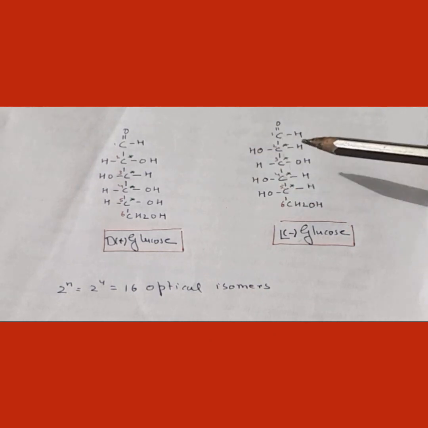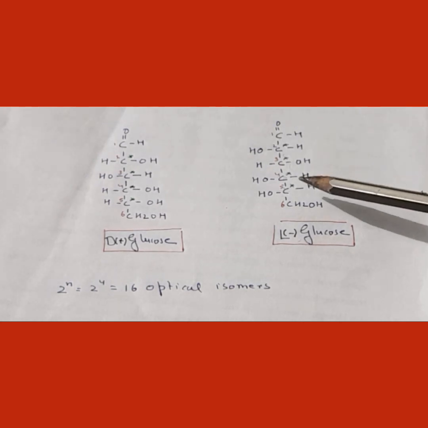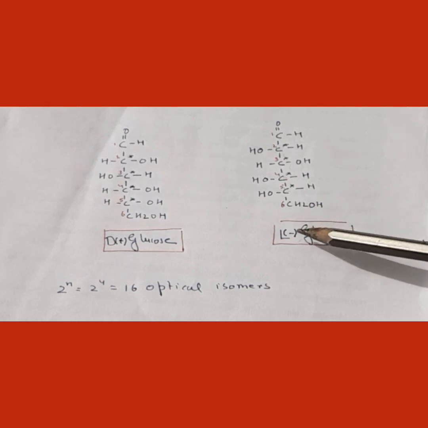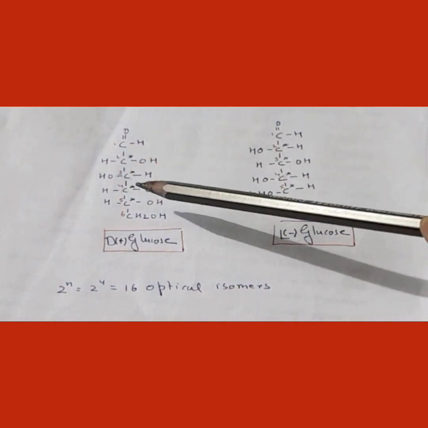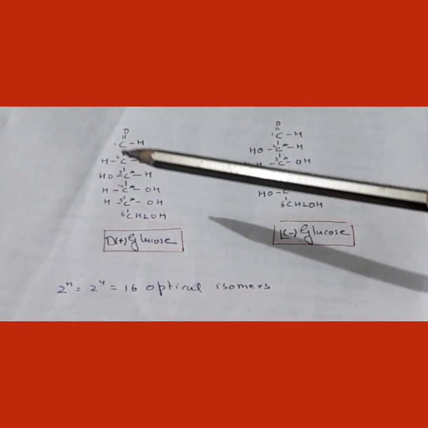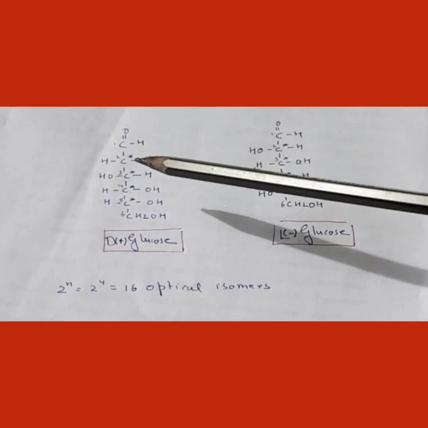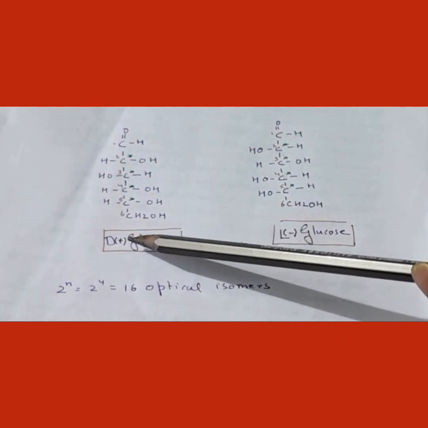Now this glucose, when we place it in a polarimeter, we find that it turns the plane polarized light towards the left. Since the plane polarized light is turned towards the left, we call it levorotatory, or symbol-wise we put it as minus. Whereas this is its counterpart. If we place this in a polarimeter, we would find that it turns plane polarized light towards the right. So we assign it as positive, or we call it dextrorotatory.